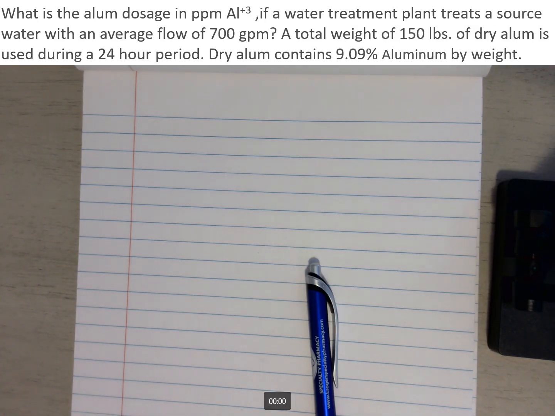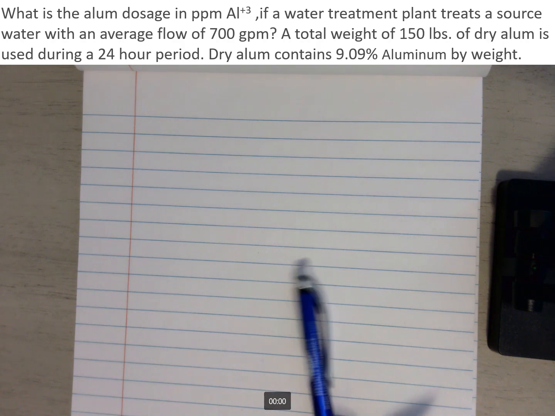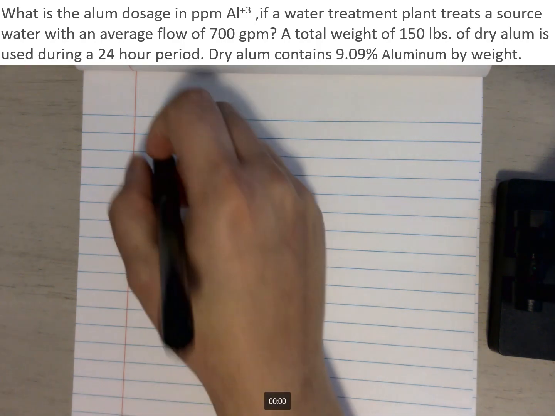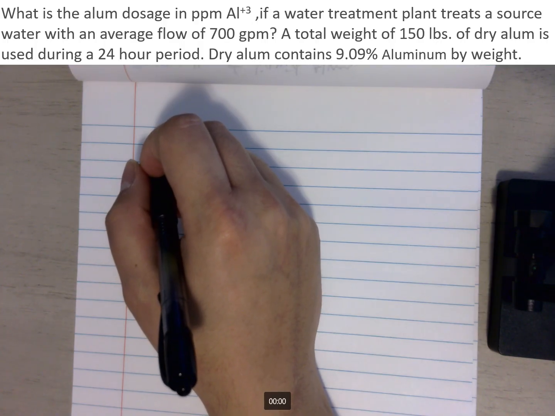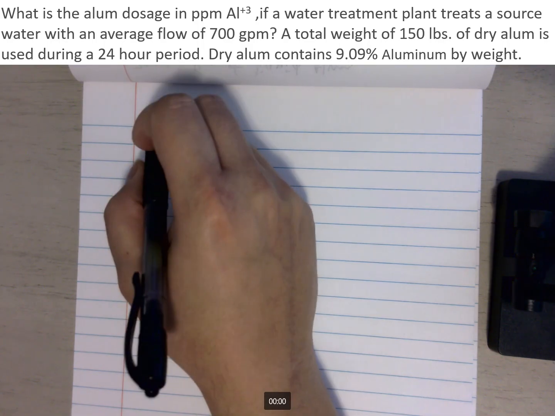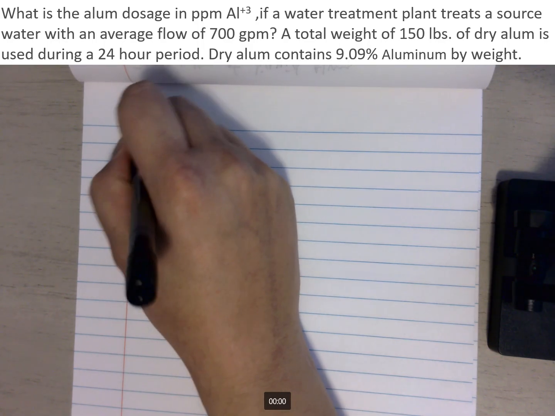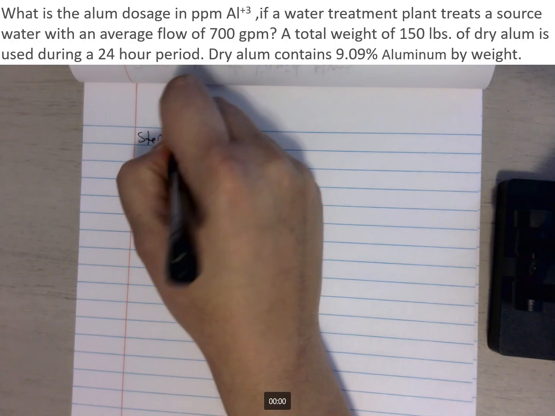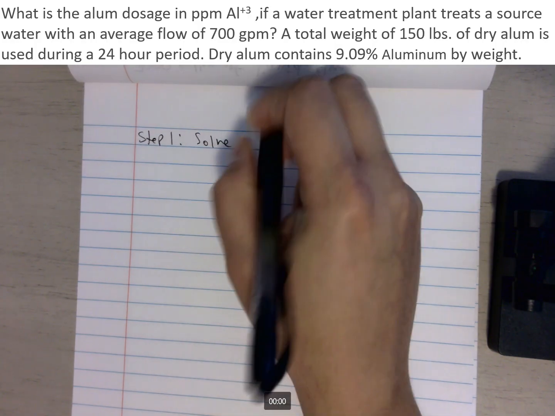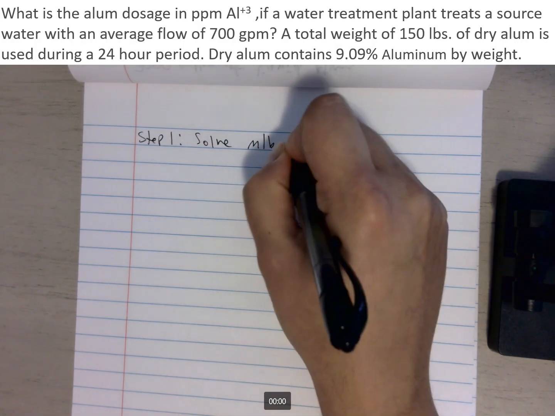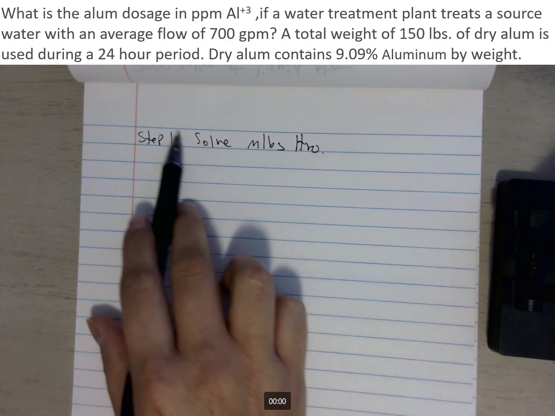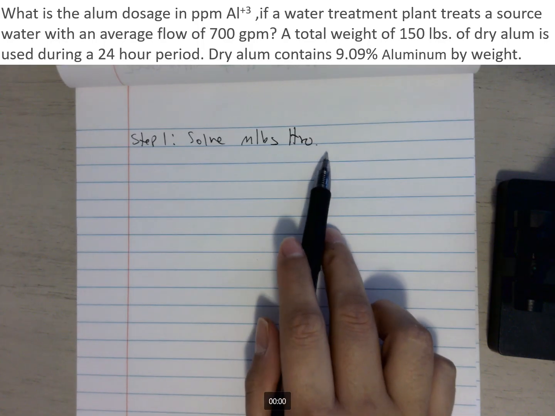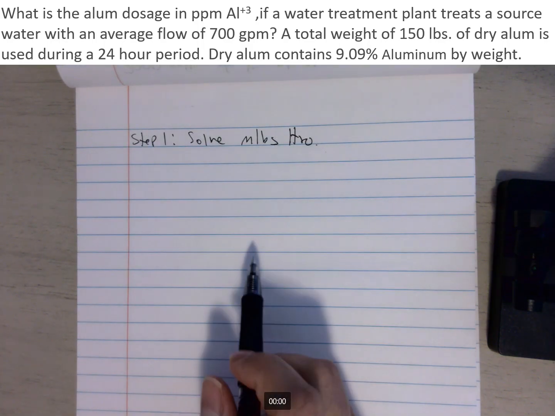So let's take a look, right? Step number one, we always want to start with converting your flow rate into million pounds of water, because we will use the part per million equation to solve for the concentration. So step one, solve for million pounds of water. That's the same in any dosage calculation. You want to take this problem statement by chunks. First, convert to million pounds of water.